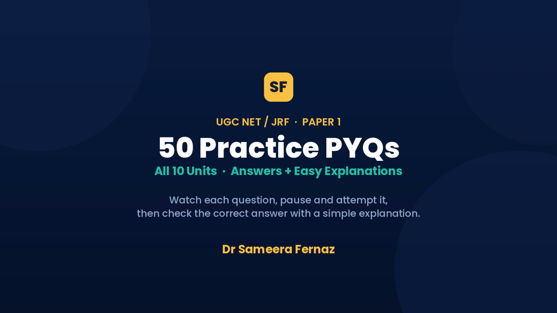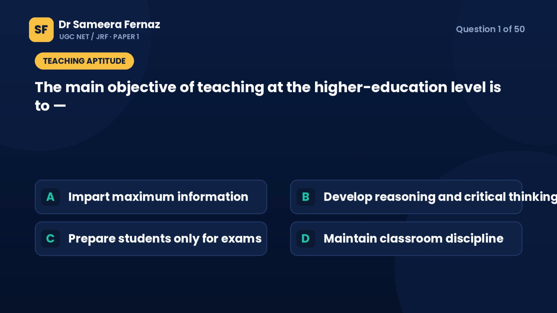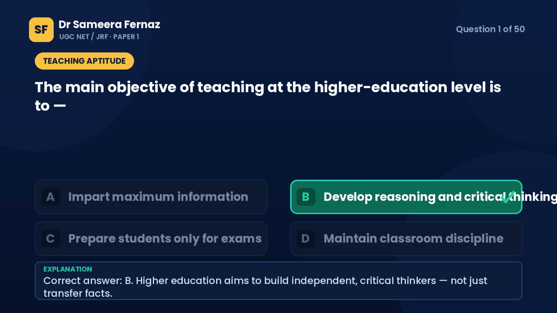What do we really teach at college level? Is it just to give information? So the answer is option A, no. It is to build reasoning and critical thinking. Teaching makes students think, not just memorize.